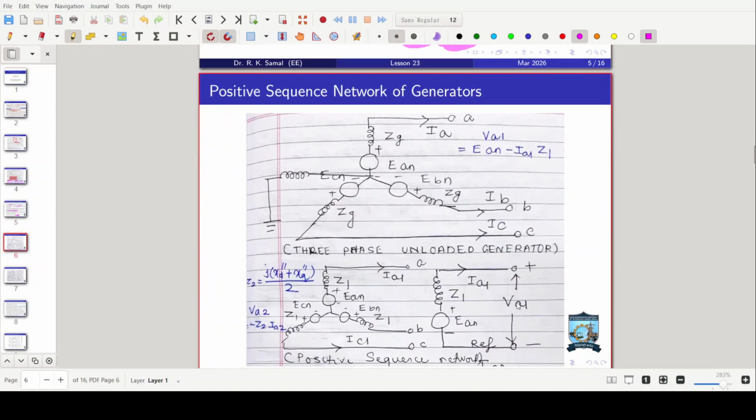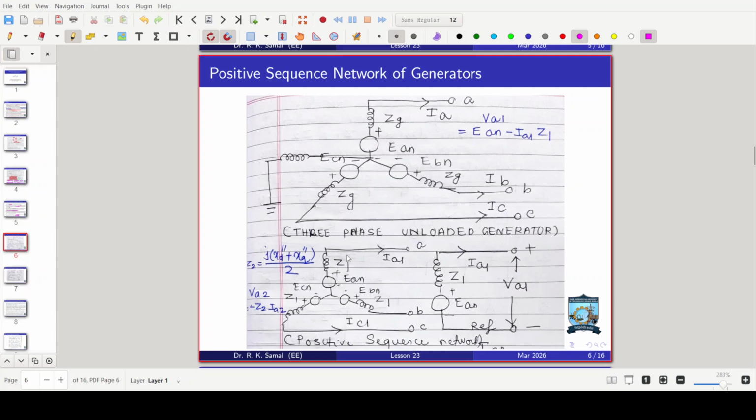Okay. So eventually we get the following sequence networks of the generators. What you see here, the first one, is the normal impedance diagram of a generator with three phases. This is one phase, this is another phase and this is another phase. Each phase has a voltage source, because it is generating three phase voltages, and there is a neutral reactance. However, when you show the positive sequence network of the generator, you show an EMF source.